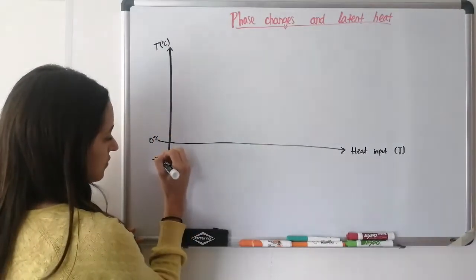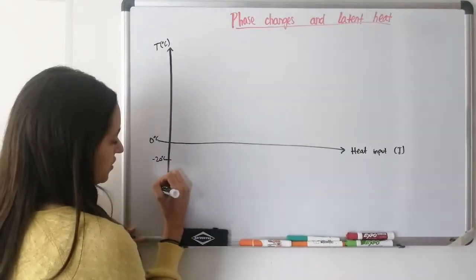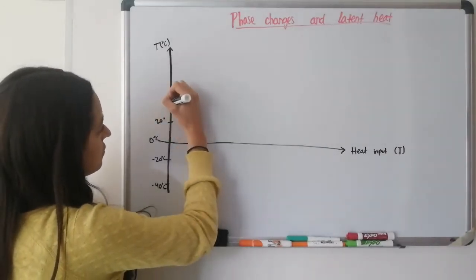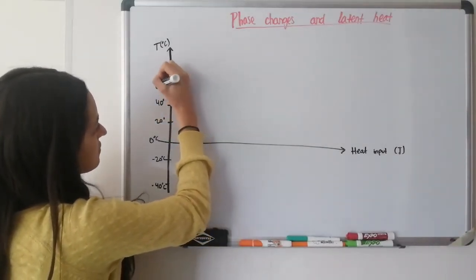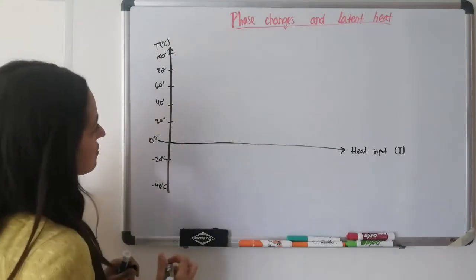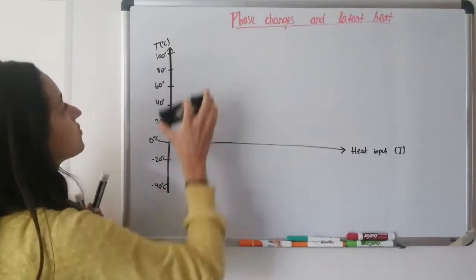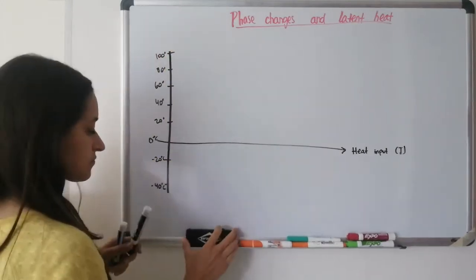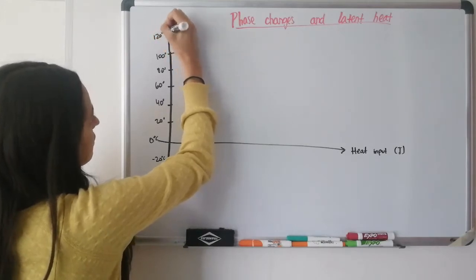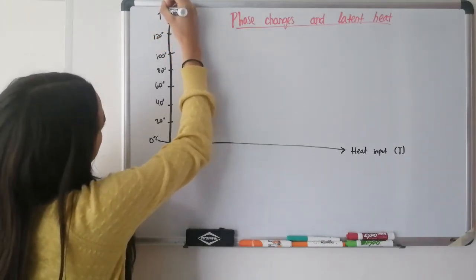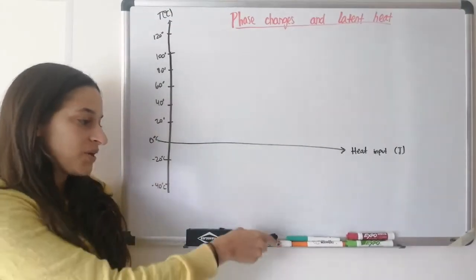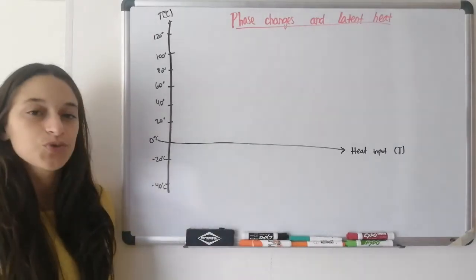This is -20, -40, 20, 40, 60, 80, 100. And it doesn't fit, but here, let me do it a little bit bigger. Let's get to at least 120. Okay, temperature in Celsius. Perfect.